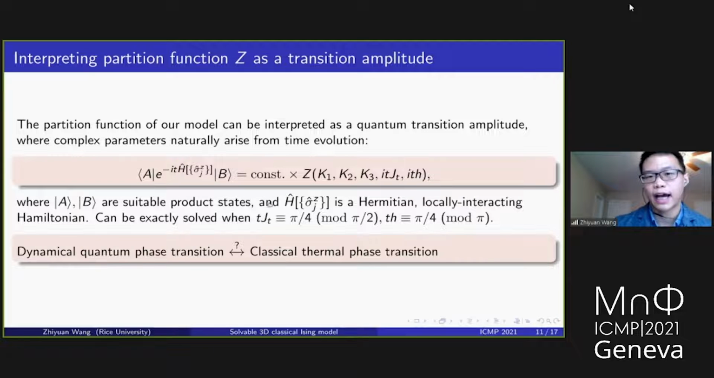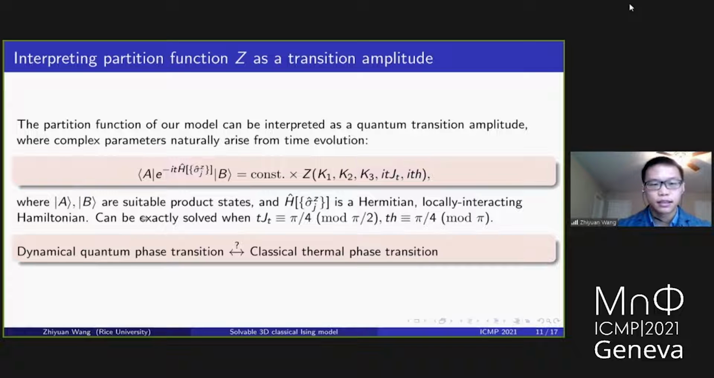Now it's time to discuss the physical meaning of the complex coupling constants. The key idea here is that the partition function of our model can be interpreted as a quantum transition amplitude, where the complex parameters naturally arise from the quantum time evolution. So here, the initial and the final states are suitable product states, and the Hamiltonian for the quantum system is a Hermitian, locally interacting, completely physical Hamiltonian. So this quantity is completely physical.